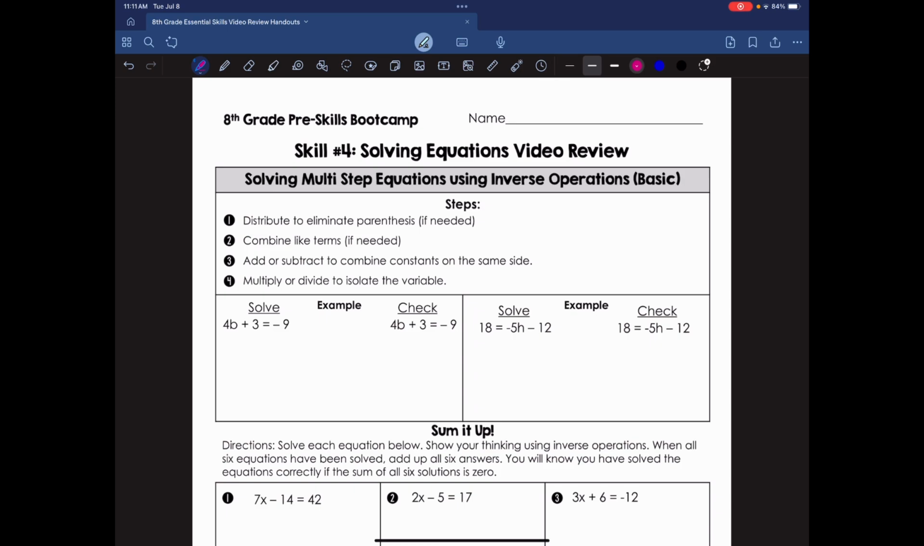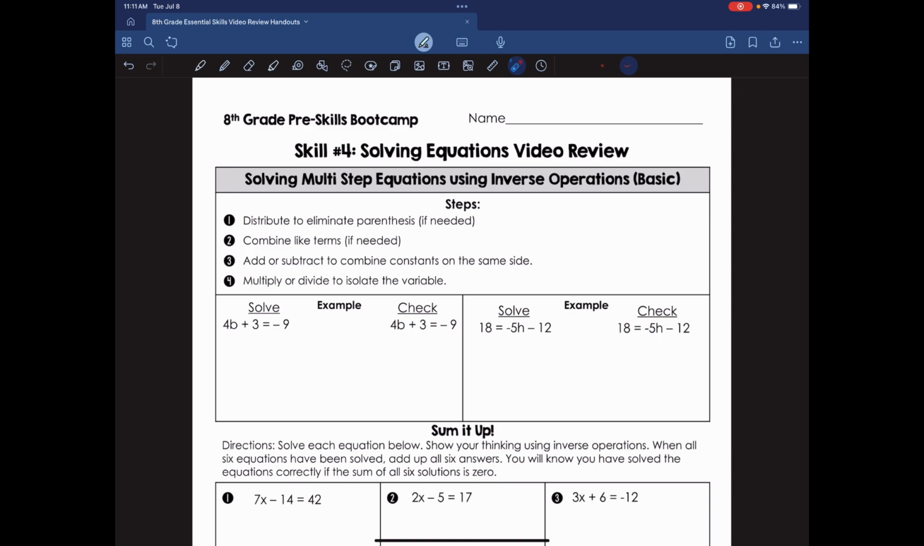So let's review our steps for solving really quickly. Our steps look like distributing to eliminate parentheses. Again, I said we're not going to worry about that right now. We're not going to worry about combining like terms right now. We're really just going to look at step 3 and 4, which is add or subtract to combine the constants on the same side. Remember, constants are those terms that do not have variables attached to them. And then step 4 is to multiply or divide to isolate the variable.